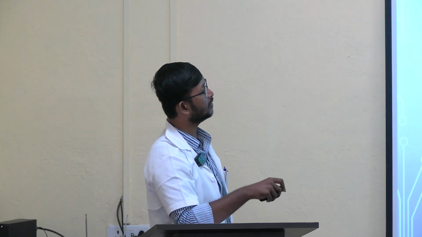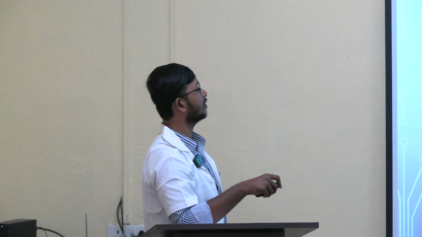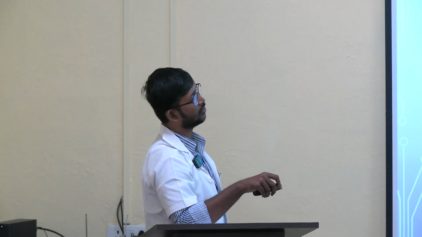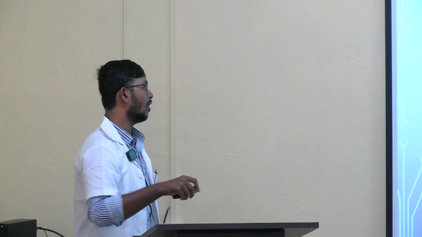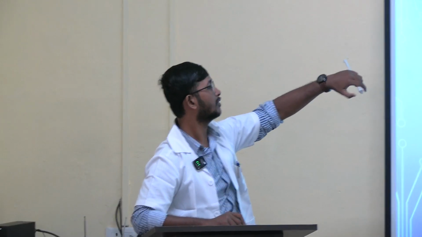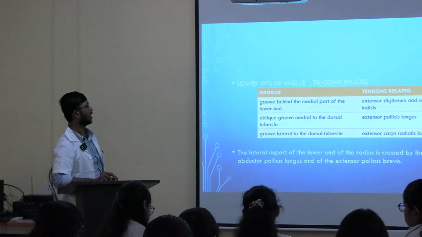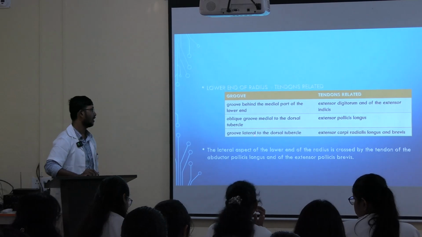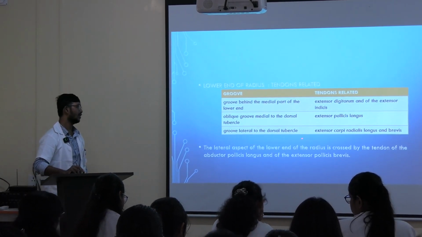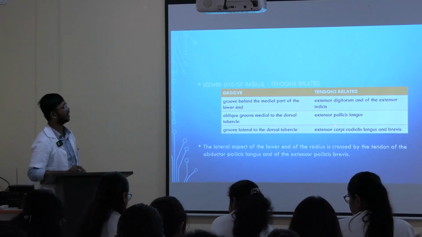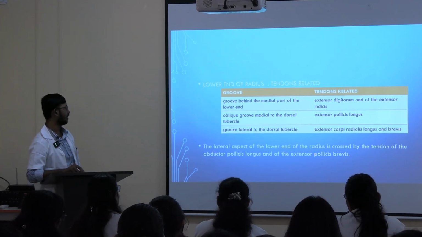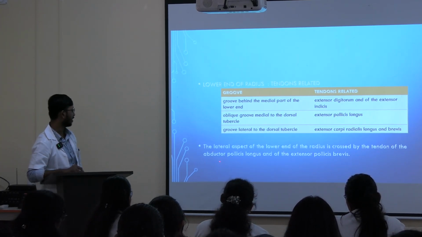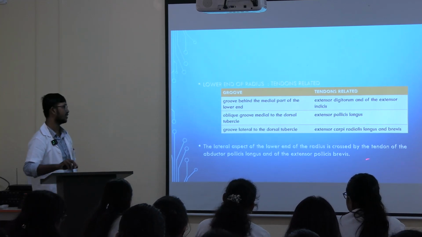Now coming to the lower end of the radius, there is a groove behind the medial part of the lower end where the extensor digitorum and the extensor indicis tendons insert. Now the oblique groove medial to the dorsal tubercle, behind the tubercle, has the tendon of extensor pollicis longus. And the groove lateral to the dorsal tubercle has the tendons of extensor carpi radialis longus and brevis. Now the lateral aspect of the lower end of the radius is crossed by the tendons of the abductor pollicis longus and the extensor pollicis brevis.